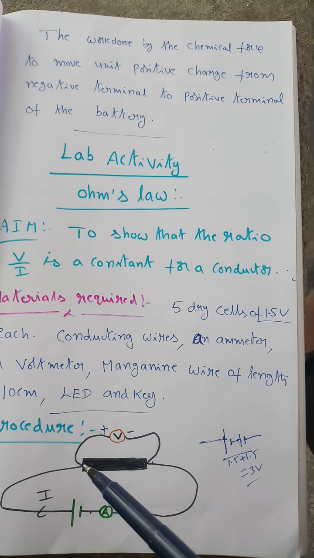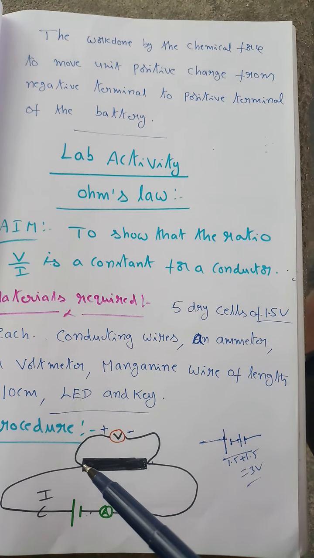So what happens if we connect two batteries in this way? Assume its voltage is 1.5 and its voltage is 1.5; 1.5 plus 1.5 equals 3 volts. That means if we connect cells in series, then the total voltage is equal to the sum of the voltages of the individual cells. That's why we connect batteries in series.